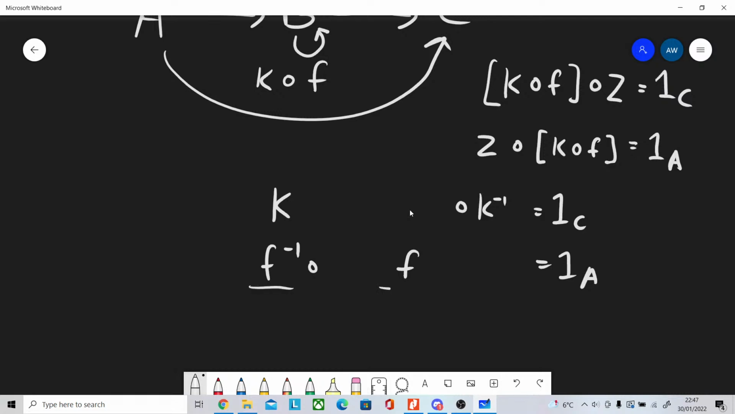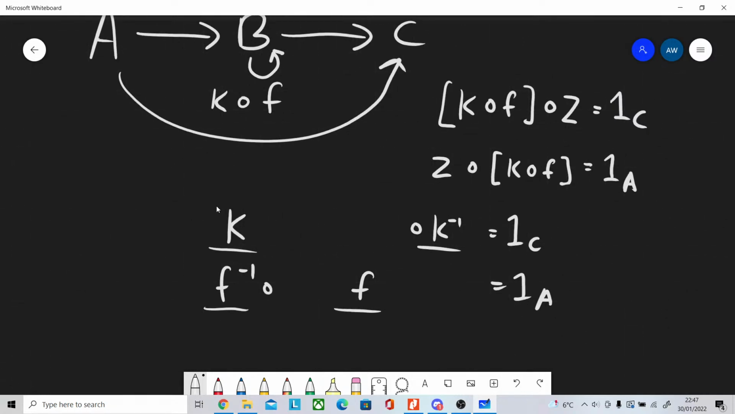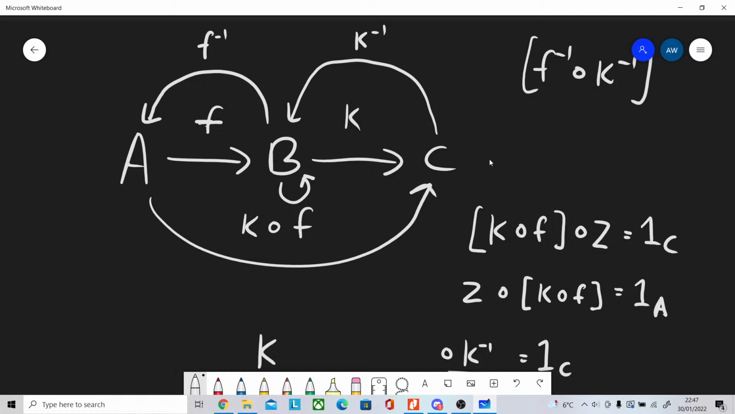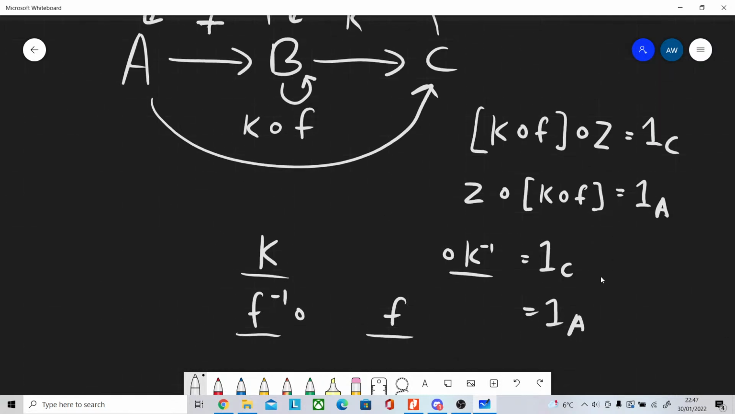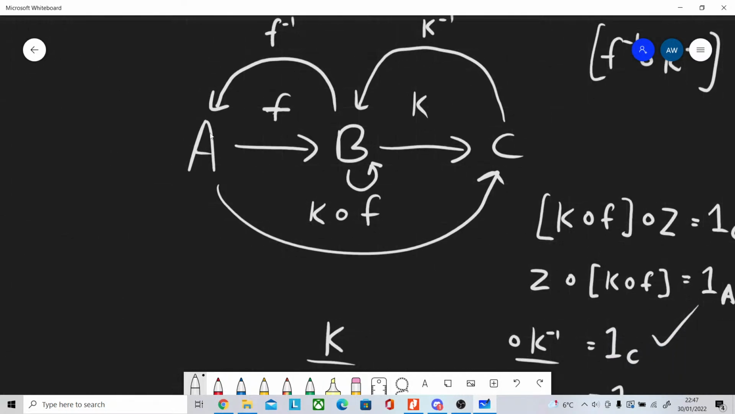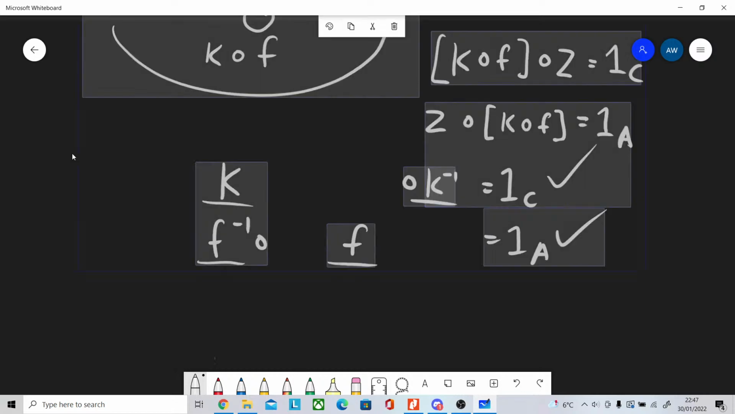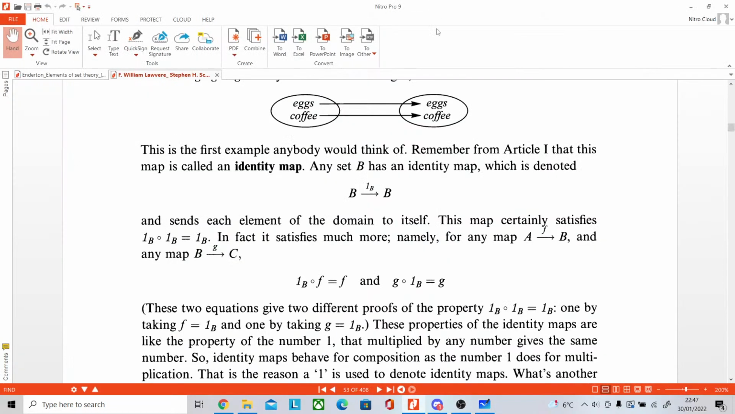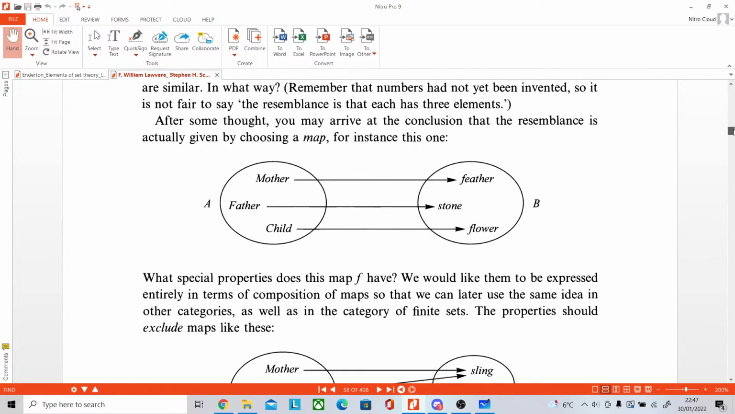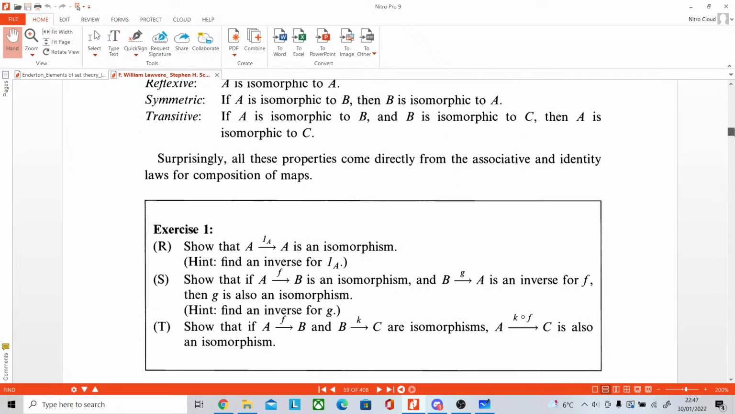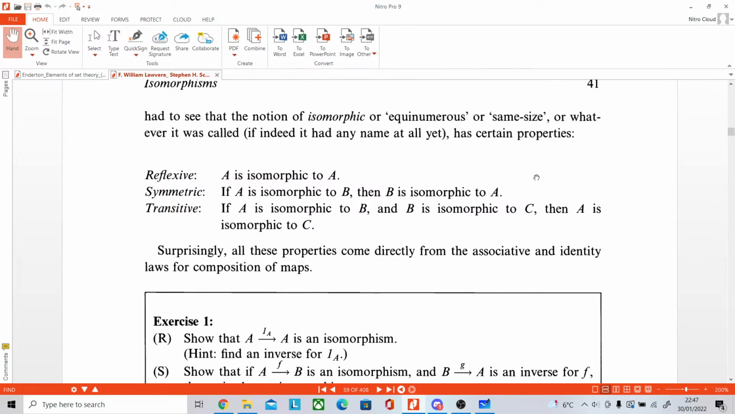Now we have F inverse F, K and K inverse. Right to left, so K and then K inverse. So we go from C back to C. So that's the identity on C. We do F and then F inverse. We go from A back to A again. That's the identity on A. Whew. We're done. Okay, so we show that it's reflexive, symmetric, and also transitive.